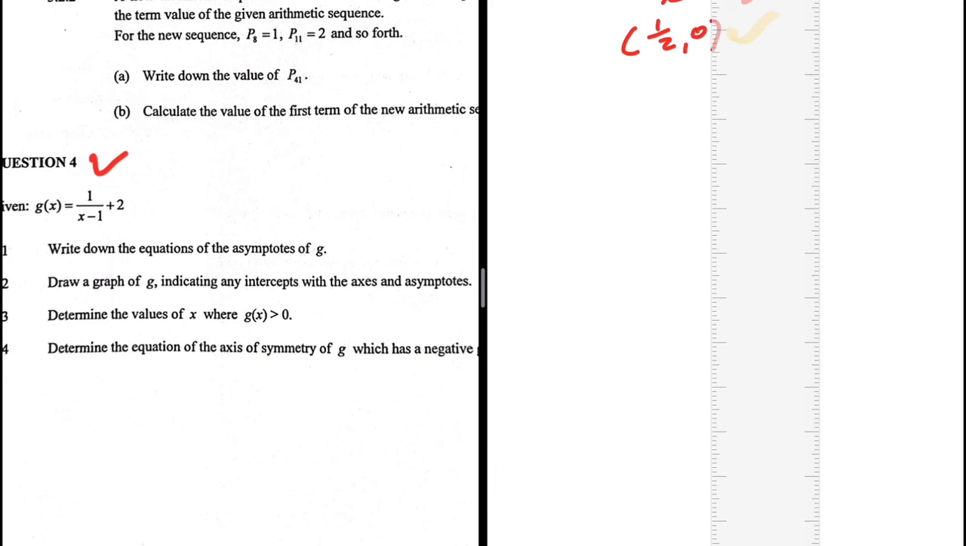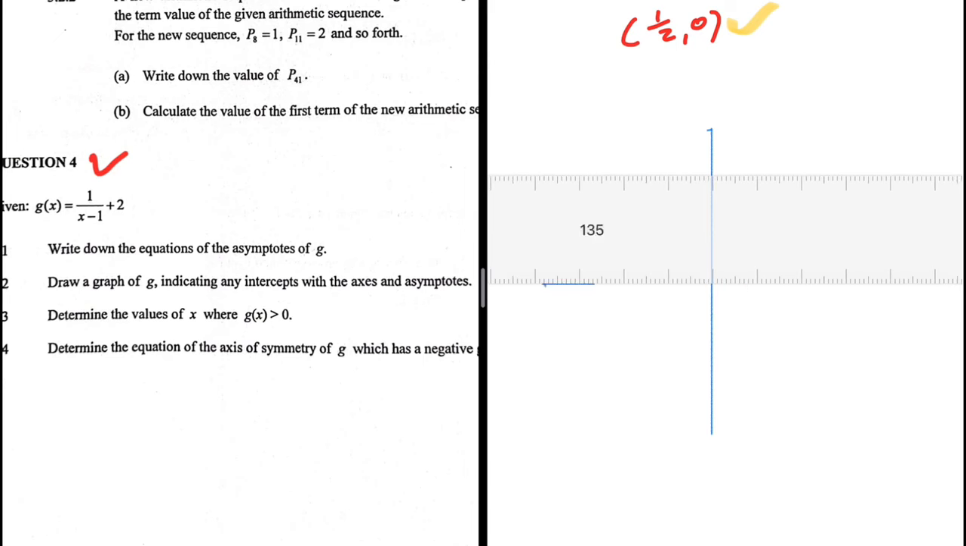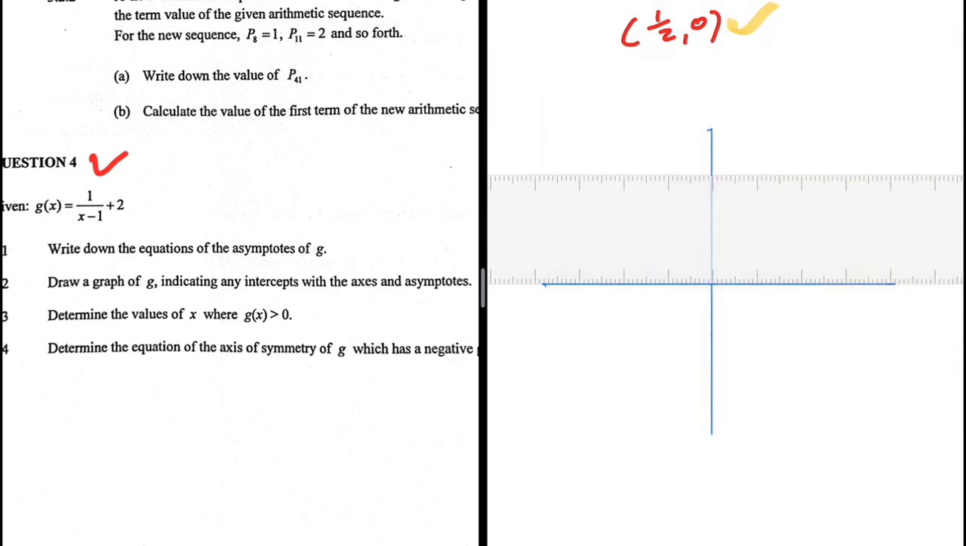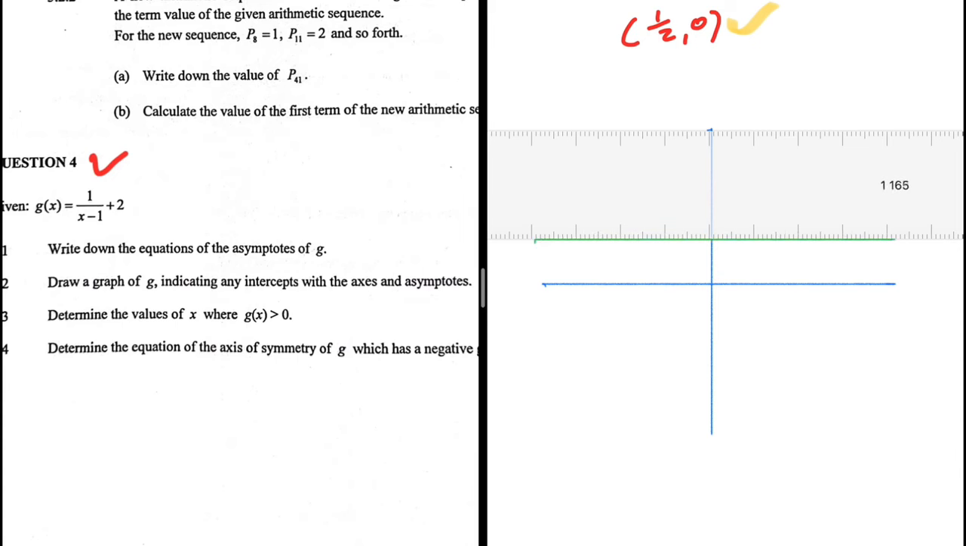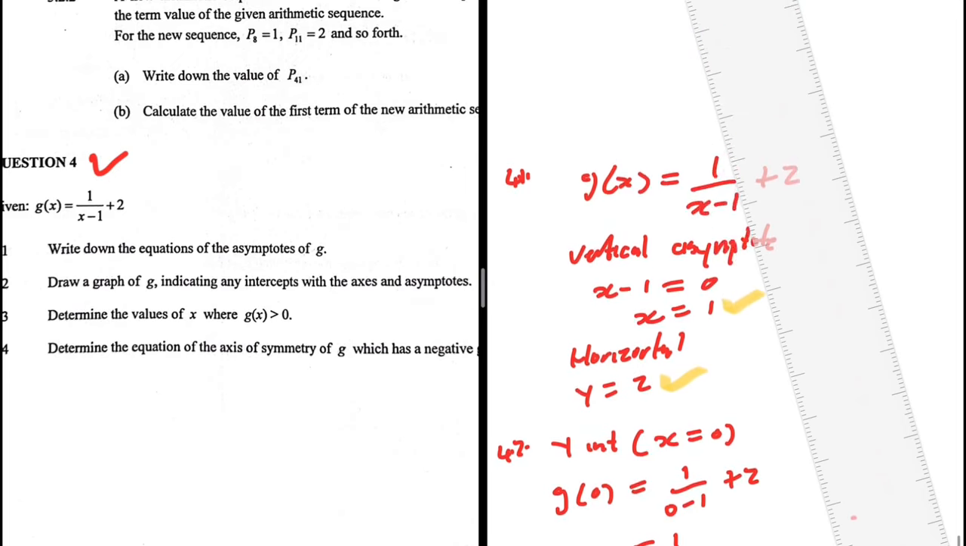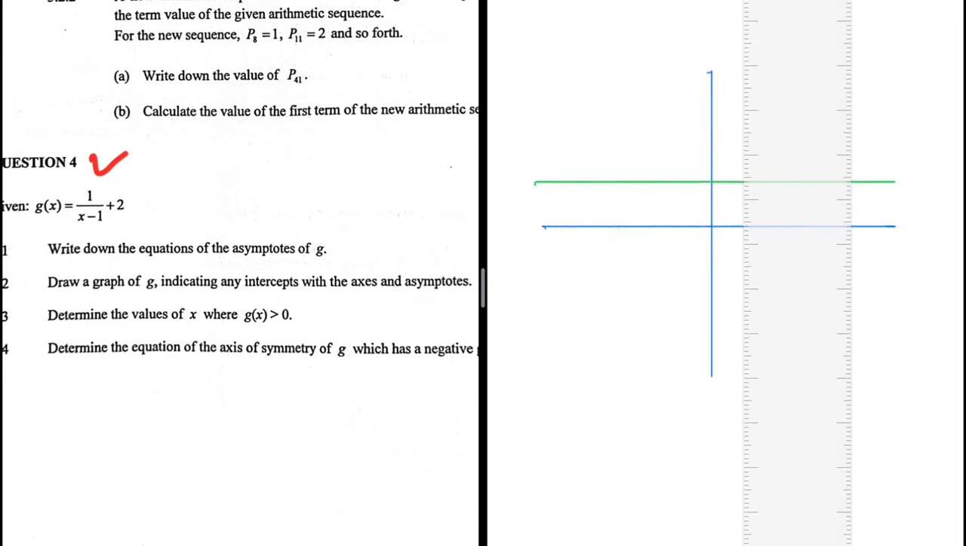So these are our axes. We have the y-axis and we have the x-axis, we now need to indicate our asymptotes. We have one asymptote at y is equals to 2. So y is equals to 2 somewhere here. And then we have the other asymptote. Let me check. X is equals to 1. So somewhere here we have the other asymptote. So there we go. We have our asymptotes.